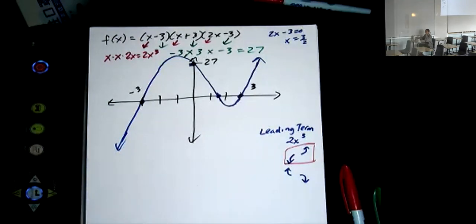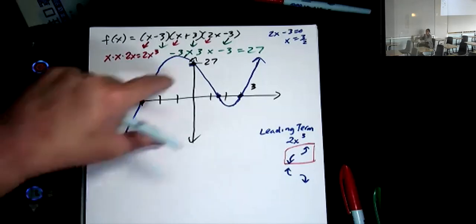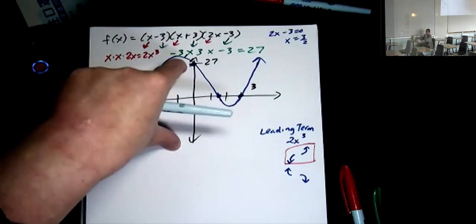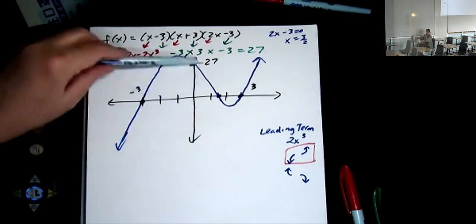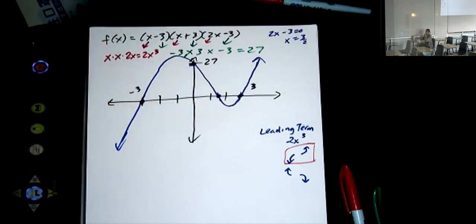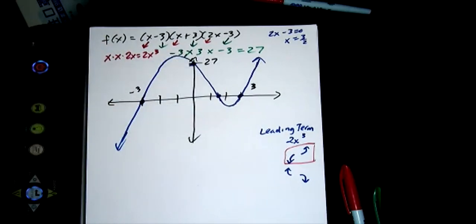Yeah, my y-axis is not to scale, so keep that in mind. If this is 27, this might very well be 5. Yeah, actually, I see that now.